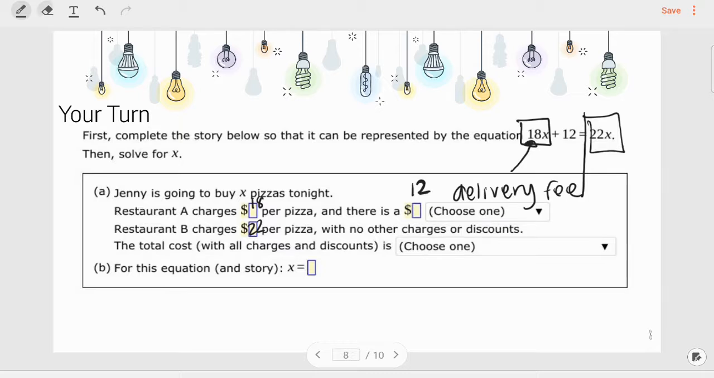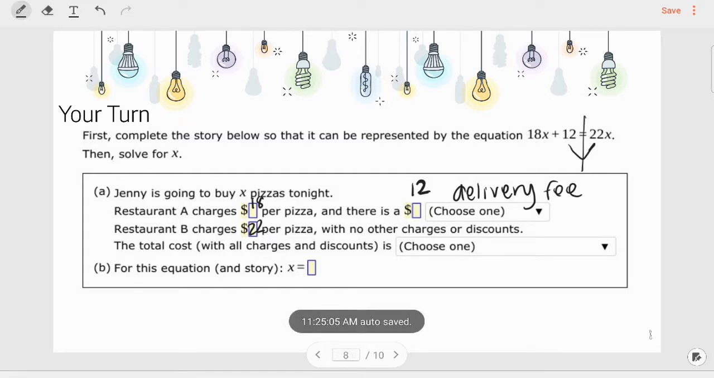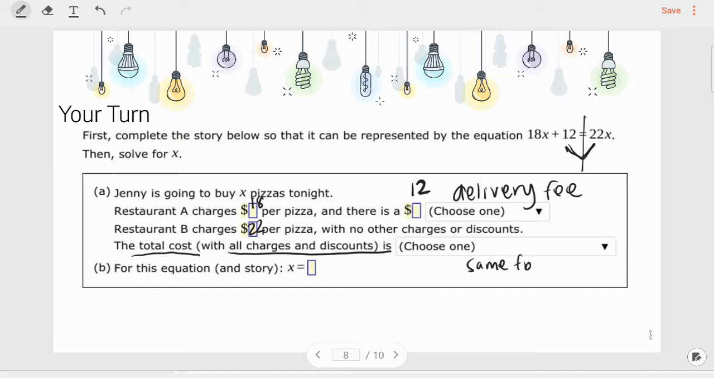As I look at this equation, I can see that I've set these two scenarios equal. So the total cost with all the charges and all the discounts is the same for both restaurants. Jenny wants to know how many pizzas she can order, and the cost is the same. To solve this equation, I'm going to write it back down.